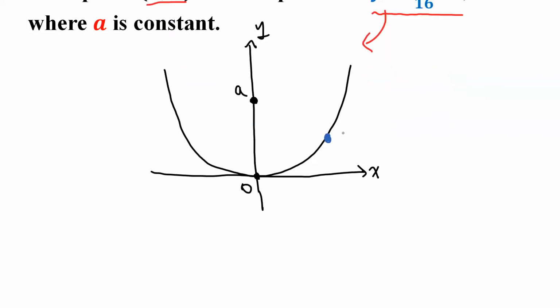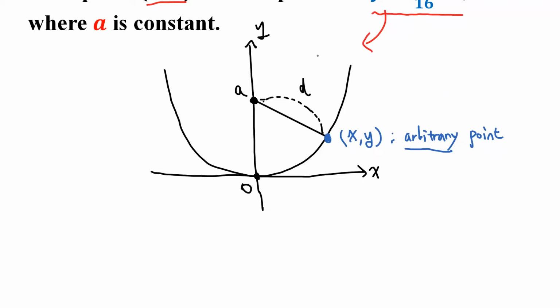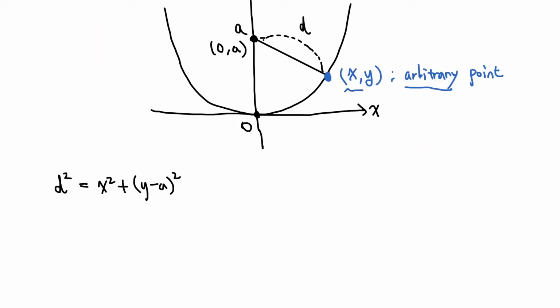Now let (x, y) be an arbitrary point on the parabola y equals 1/16 x squared, and let d be the distance between (0, a) and (x, y). Then, if you use the formula for distance between two points, d squared equals x squared plus (y minus a) squared. Now since (x, y) is on the parabola y equals 1/16 x squared, we have this relation.